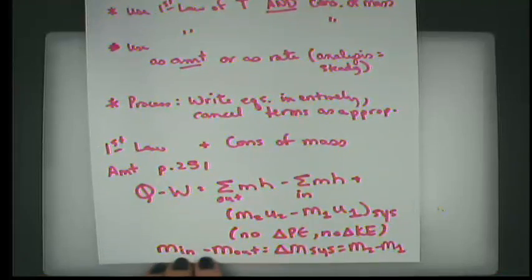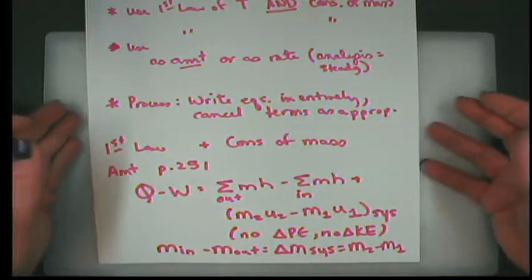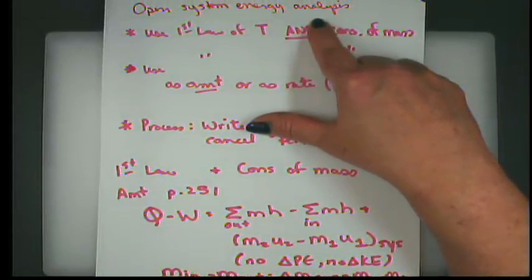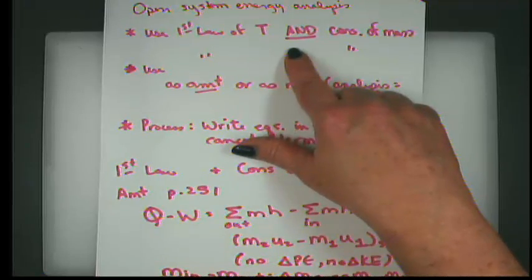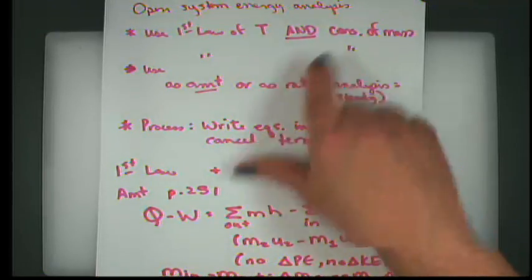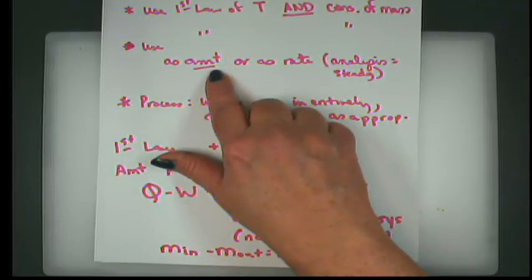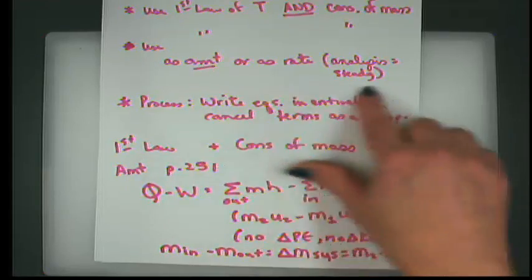It's the 21st of March, and this is a summary of analysis of open systems. So we are talking about Chapter 5, and what we've said basically is that for an open system energy analysis, you always use the first law of thermodynamics in combination with the conservation of mass, and those two equations can be used either as amounts or rates.